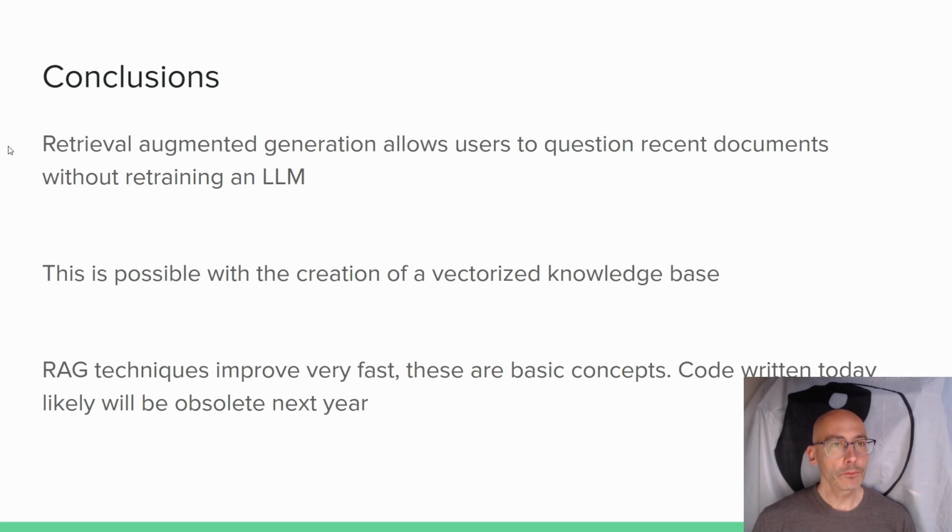Conclusion. We say that RAG, Retrieval Augmented Generation, allows users to question recent documents without retraining an LLM. And we can upload more documents, so it is updatable. This is possible with a vectorized knowledge database. You remember, cats, airplanes, and my prompt falls in between.